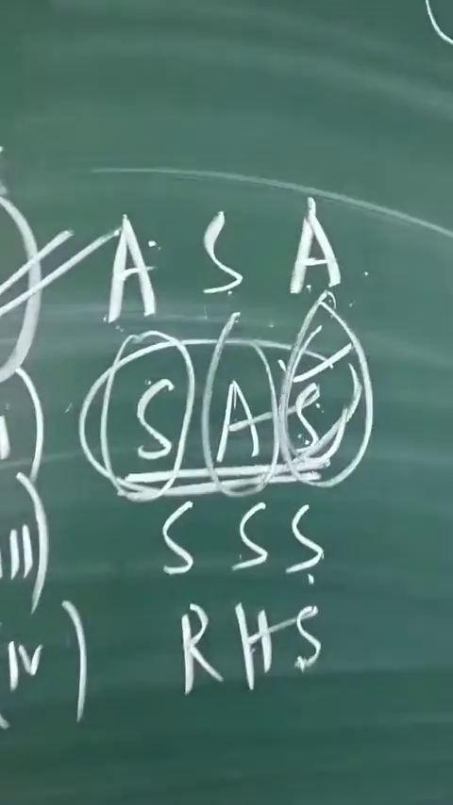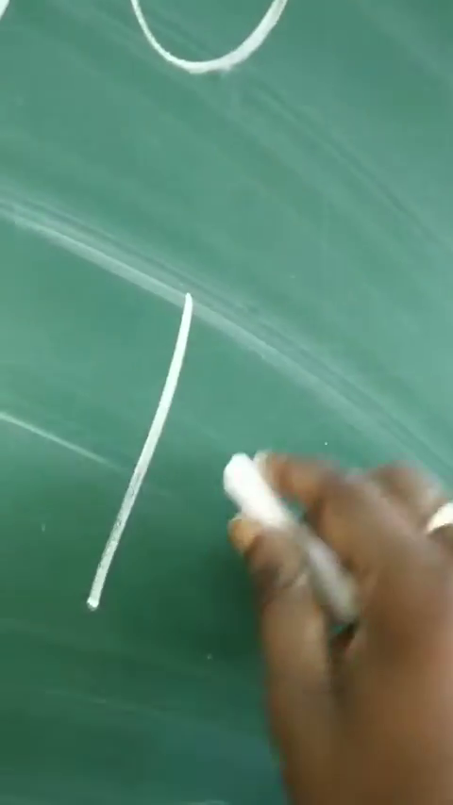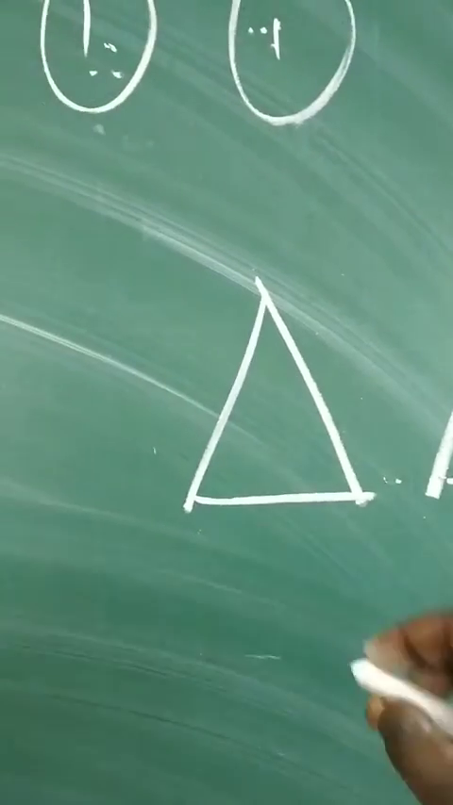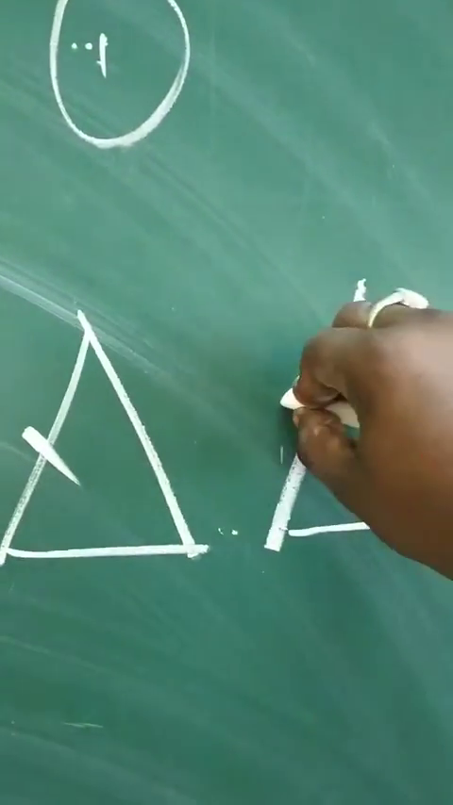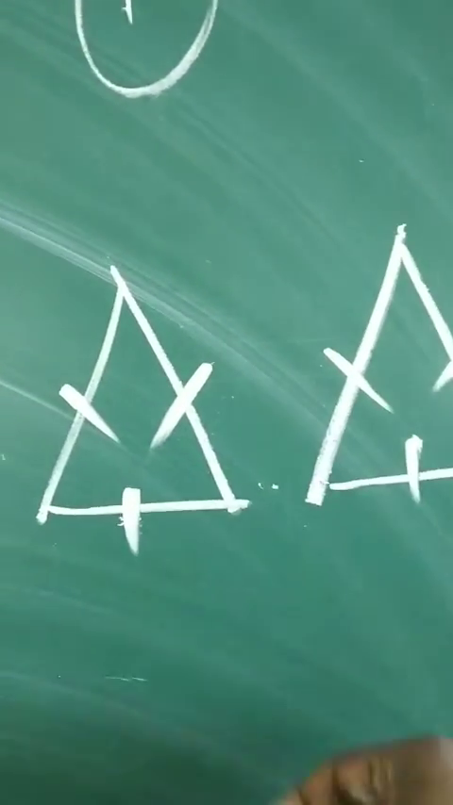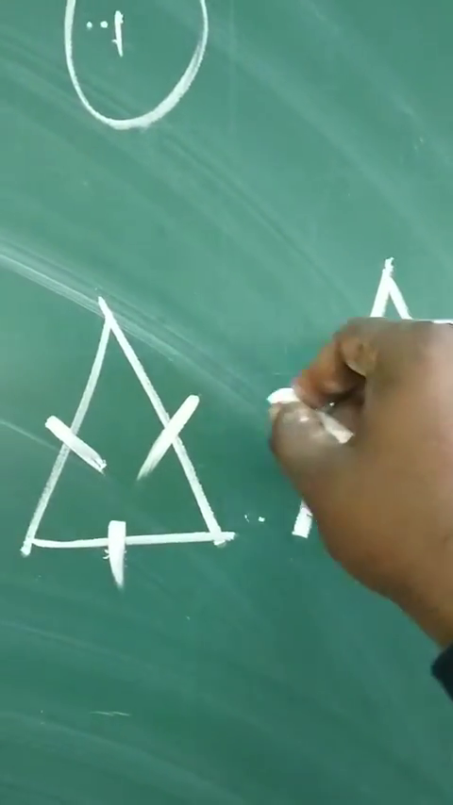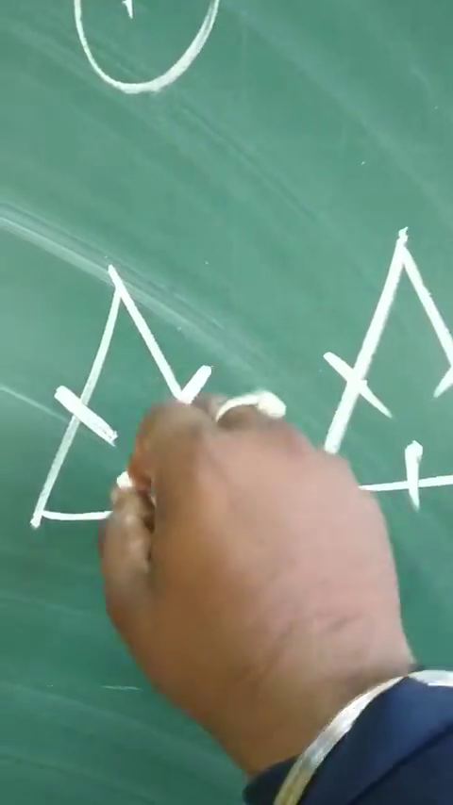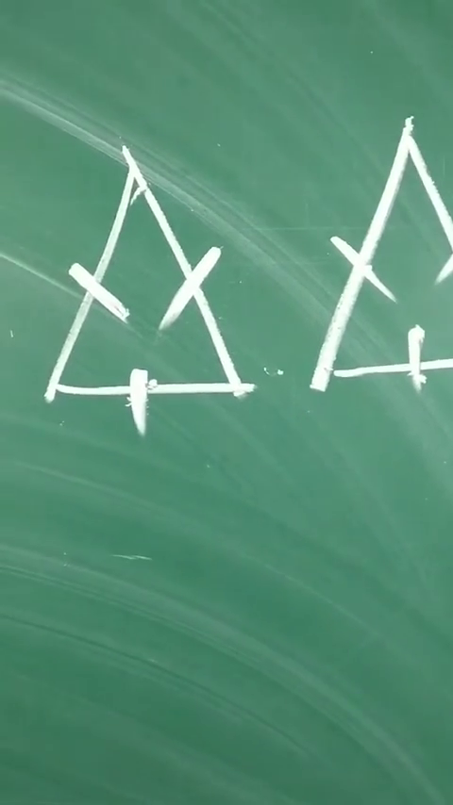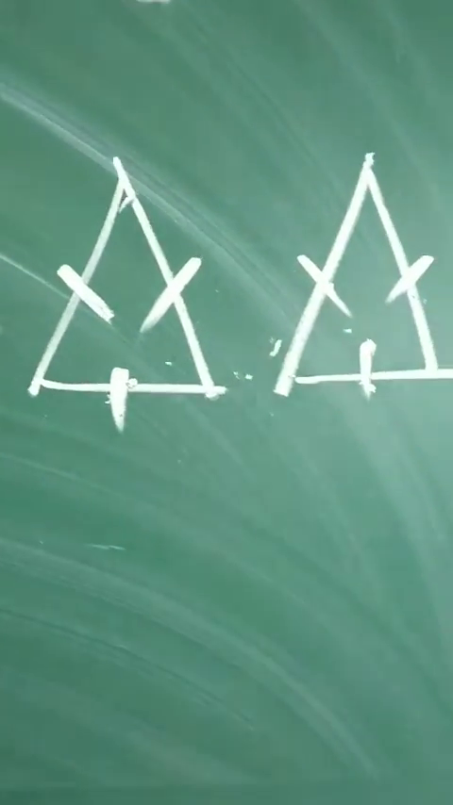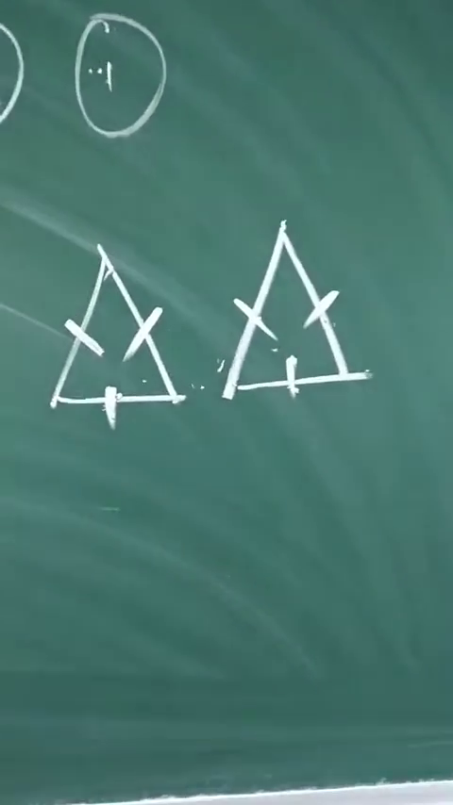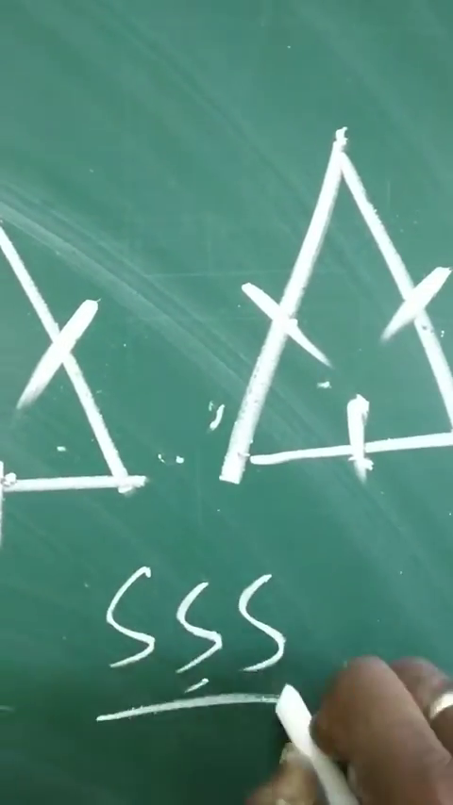The next one is side, side, side. When two triangles have, suppose, this side equal to this side, this side equal to this side, and this side equal to this side, each side with its corresponding side, then we can say these two triangles are congruent with each other. They are said to be congruent by the property of SSS.